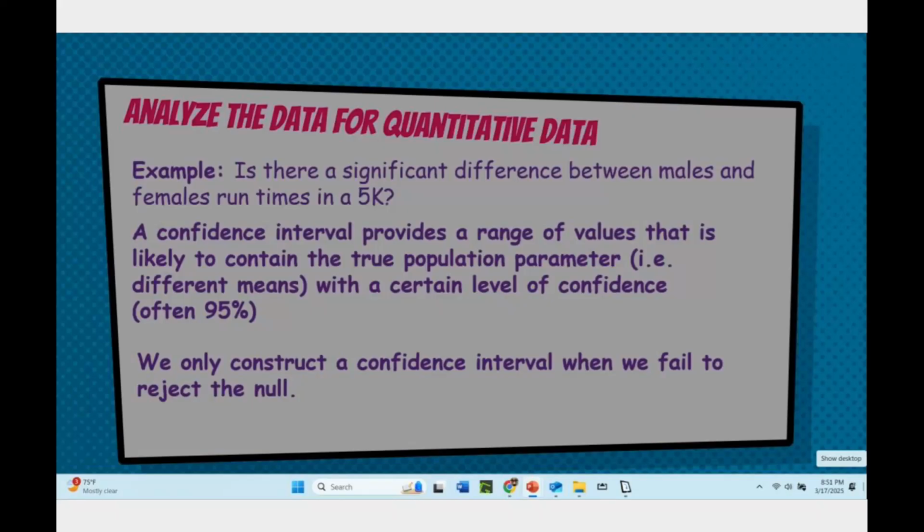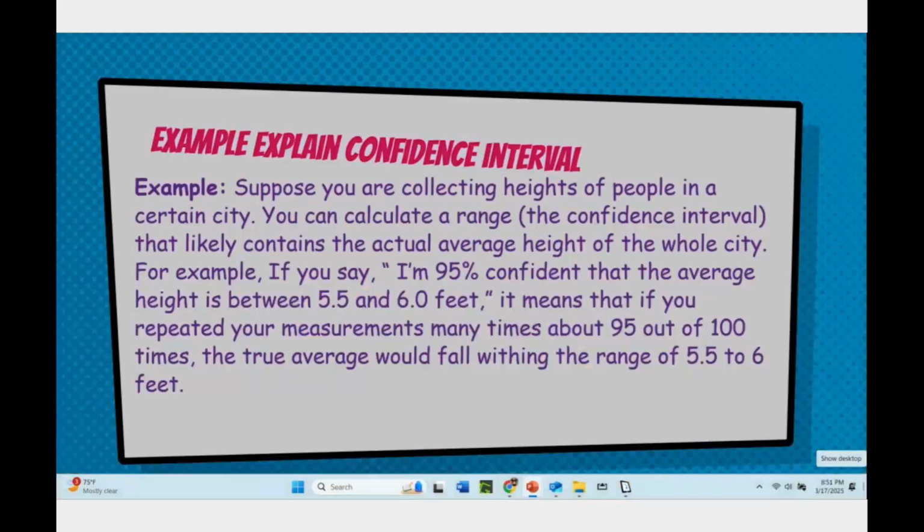So you only need to do this when you reject the null. So if you reject the null, you're saying that I think that there is something there. I think that there is a correlation, and I'm 95% confident that correlation is between this and this in terms of the average or the means.